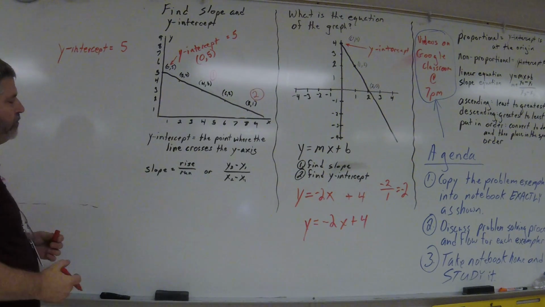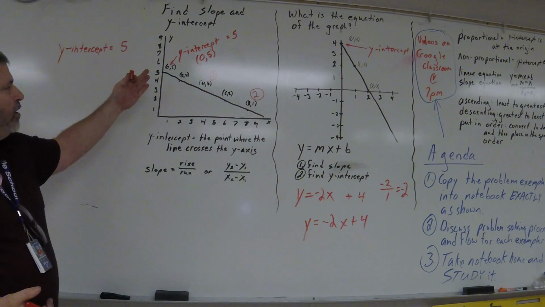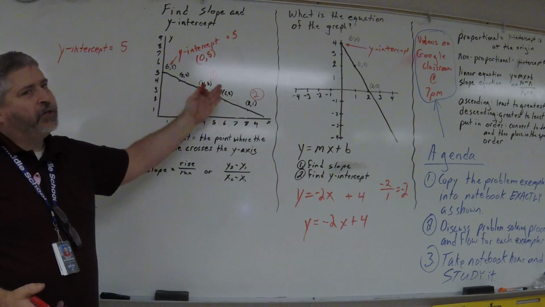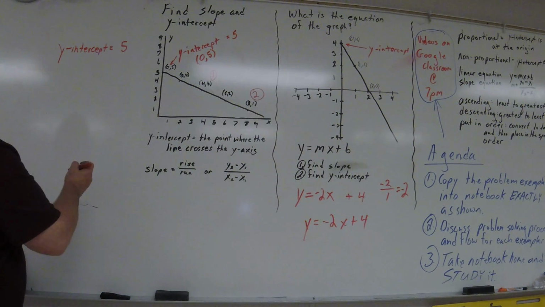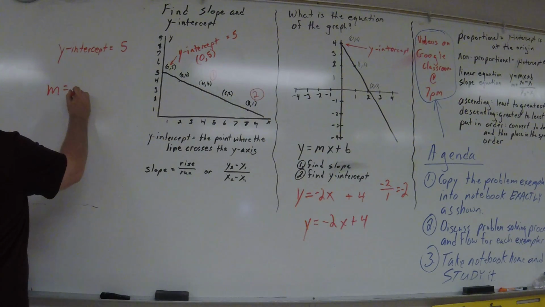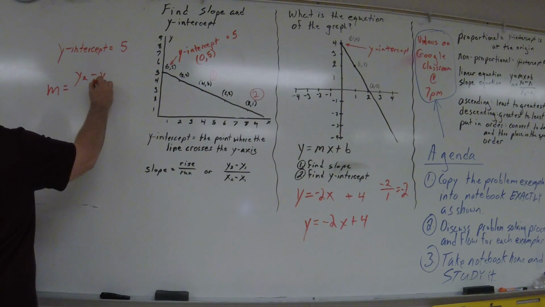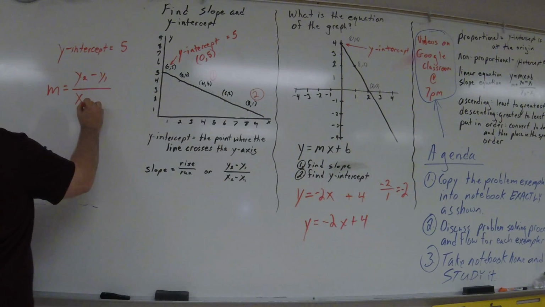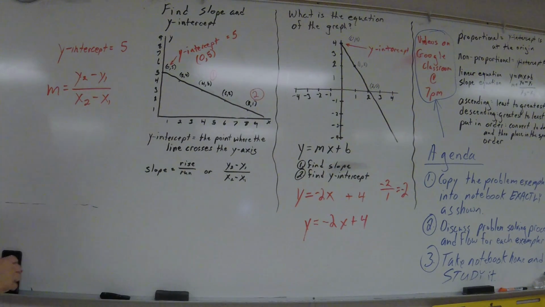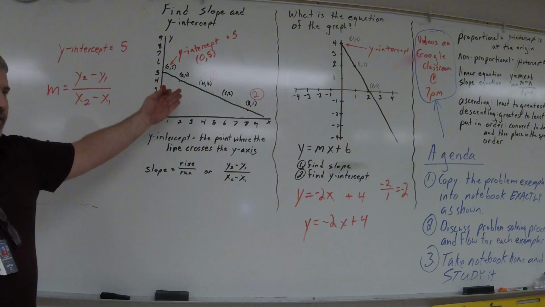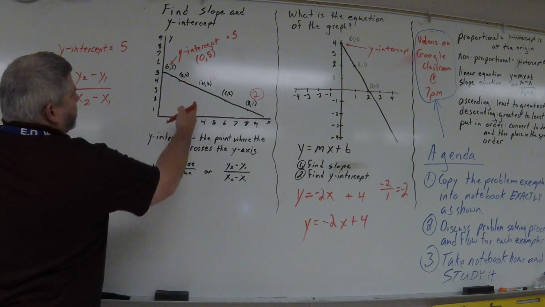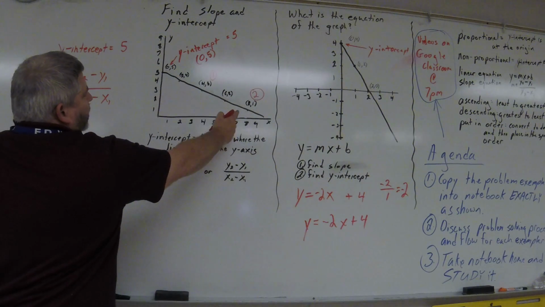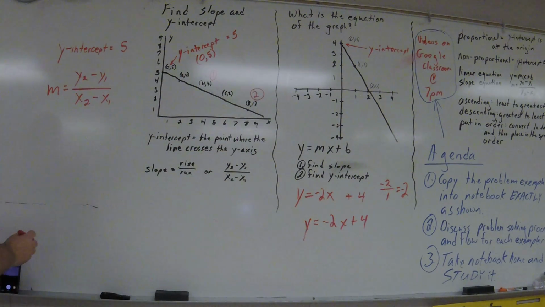Now, all we need are 2 points, any 2 points along this line, and we can calculate our slope. And we know that our slope formula, y2 minus y1 divided by x2 minus x1, that will give us the slope of that line. So I'm going to pick 2 points at random. I'm going to say 4, 3 and 8, 1.